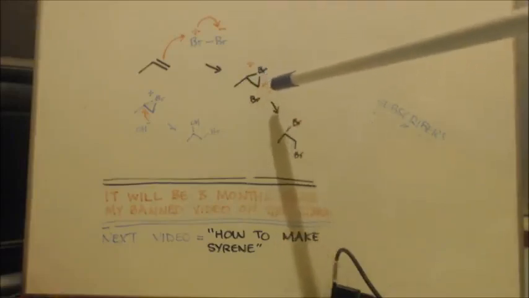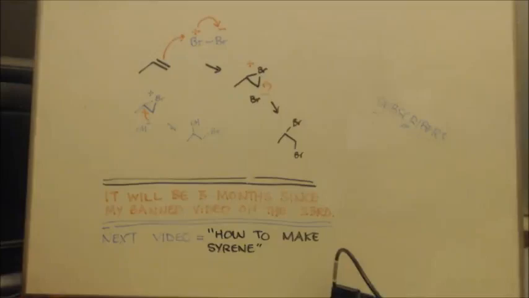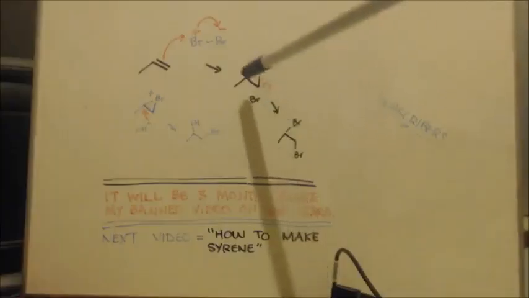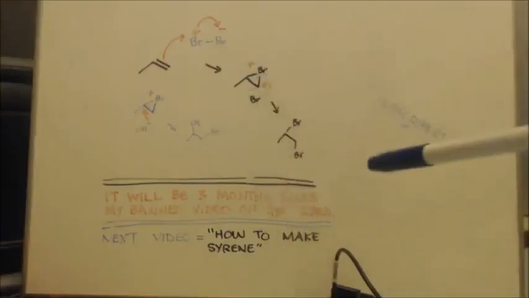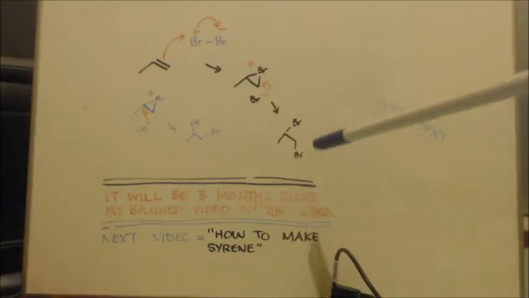Okay. Then, if you have no water, this negative bromine will come up and do an SN2, and open up this halonium ion, whatever you want to call it. And you will have a Br and a Br.